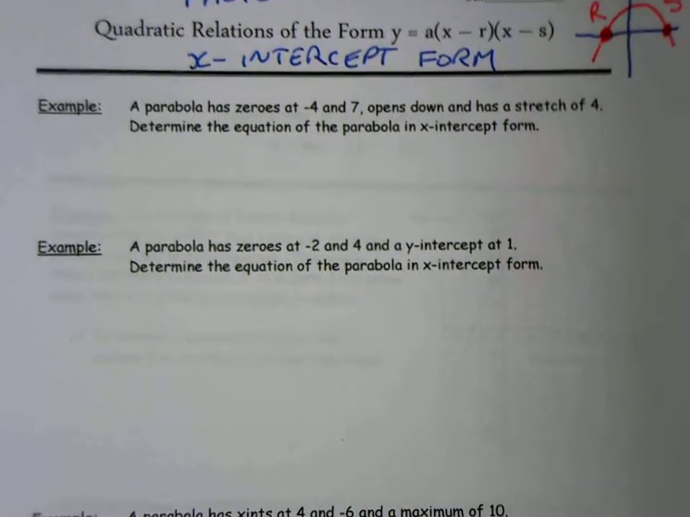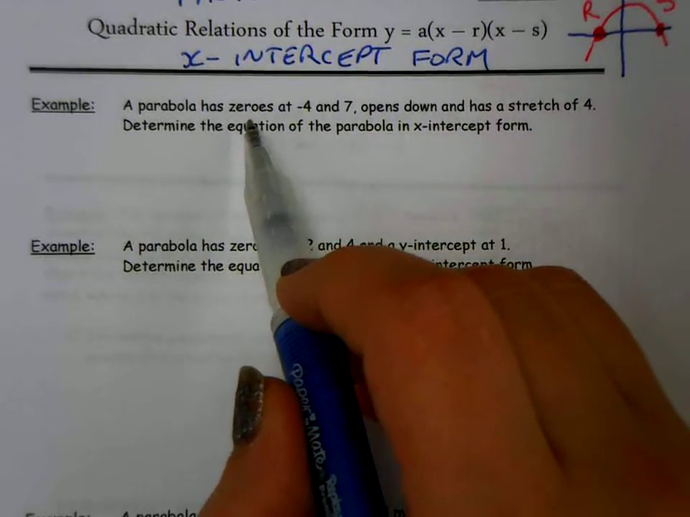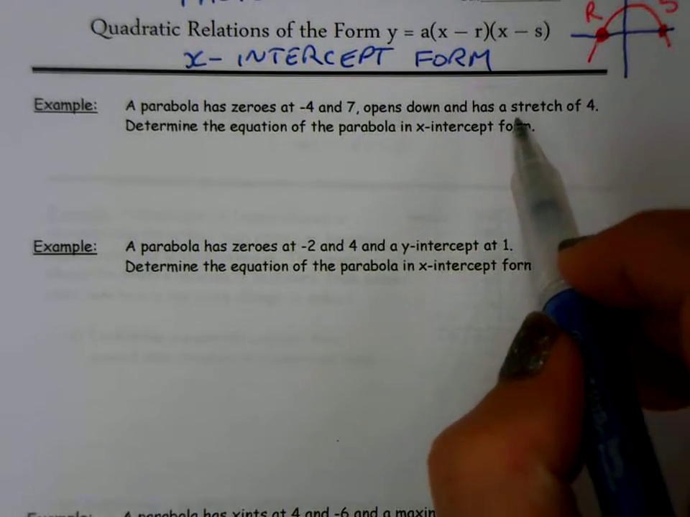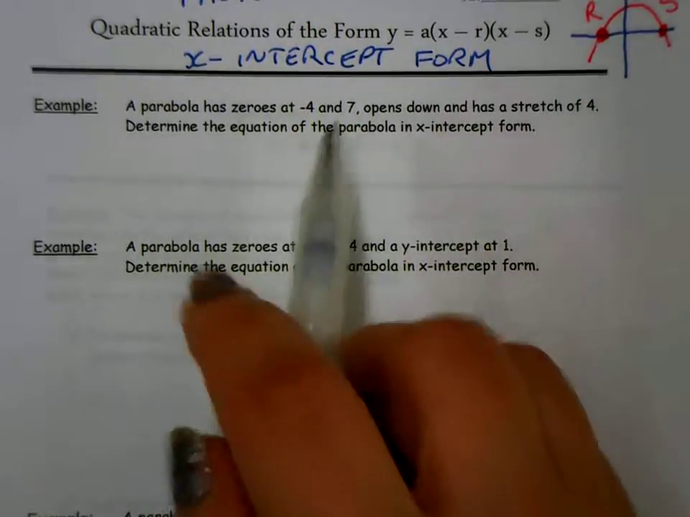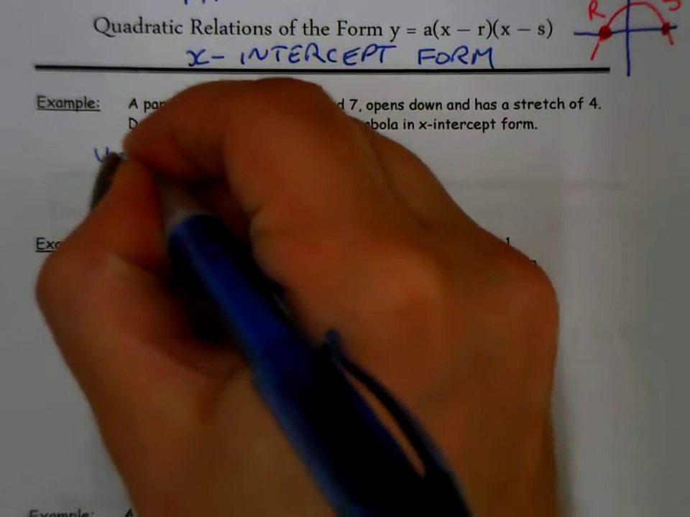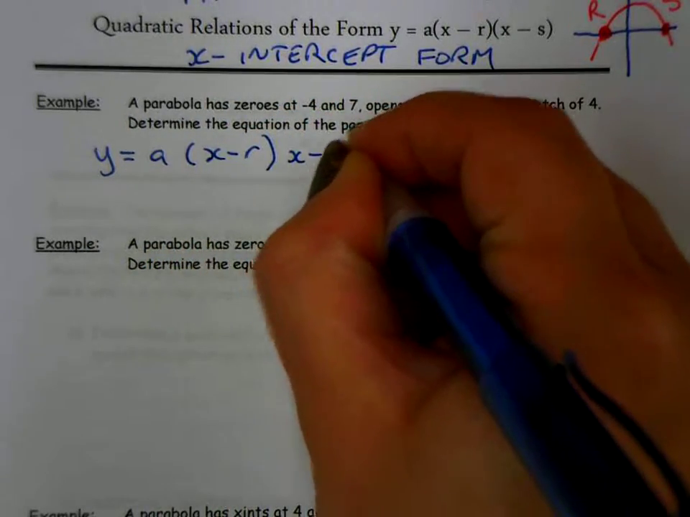A parabola has zeros at -4 and 7, again, x-intercepts. Opens down and has a stretch of 4. Determine the equation in x-intercept form. X-intercept form looks like y equals a, x minus r, x minus s.